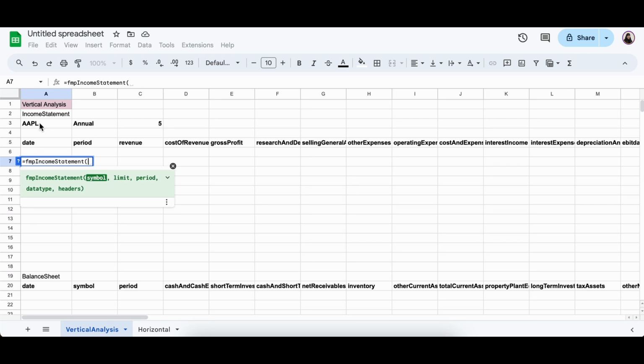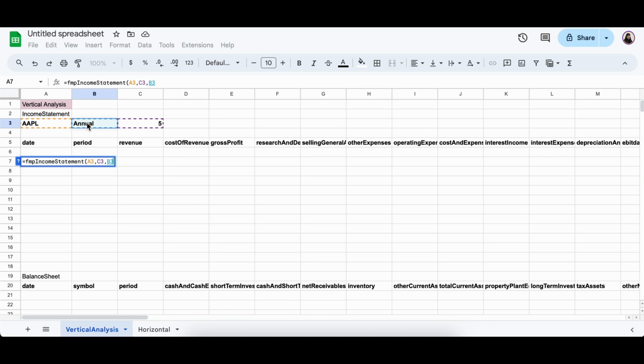Symbol is the symbol of our stock. Then the limit is 5. In our case, we're extracting annual data for 5 years. And then we take the annual period. Then number 4, you see the data type. Data type you can extract in JSON, for example, but for this video, we don't need it. That's why we're skipping this part.